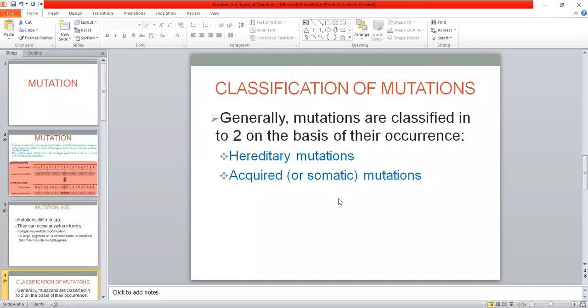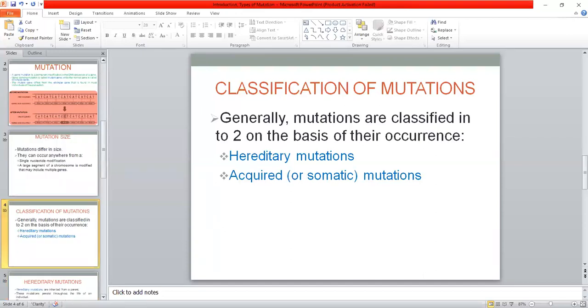Mutations are generally classified on the basis of their occurrence. On the basis of their occurrence, mutations are generally classified into two classes: hereditary mutations and acquired or somatic mutations. So, these two classes are the hereditary mutations and acquired or somatic mutations.